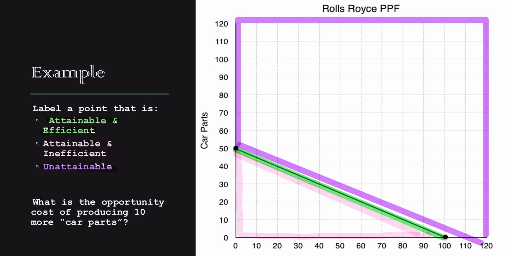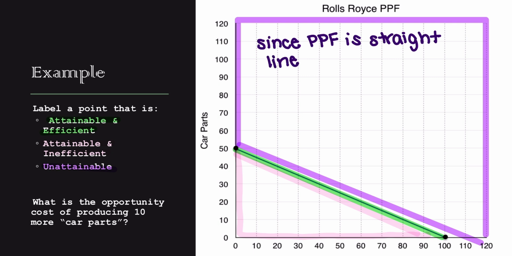If your PPF is a straight line, that means that it is constant opportunity costs, meaning that each aircraft part that we produce requires giving up the same amount of car parts. Most of the time in the real world, that's not true. Most of the time in the real world, it's curved.